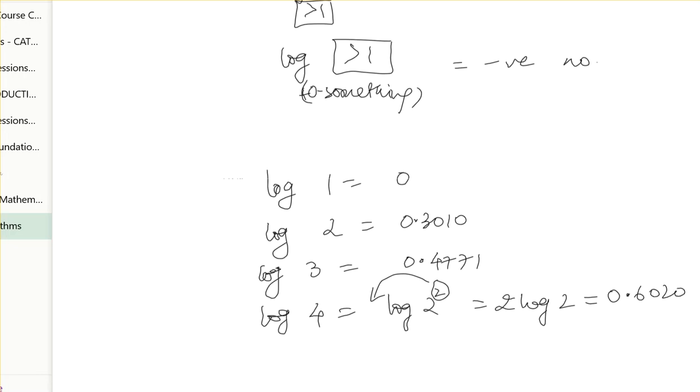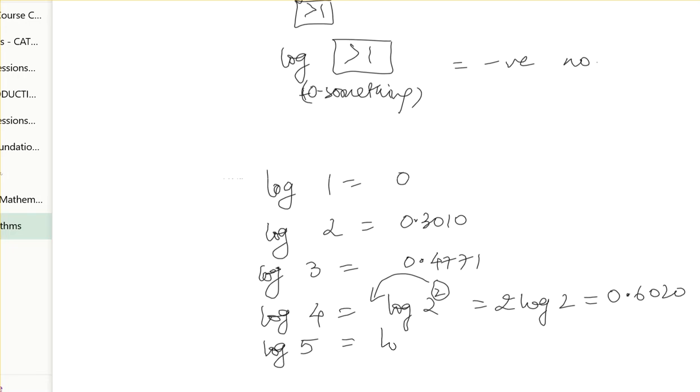0.6020. Log 5. Many of you do log 2 plus 3. That is wrong, because there is no rule for log m plus n. The rule is there for log m plus log n. That is not for log m plus n. So log 5 cannot be evaluated the way you are thinking.